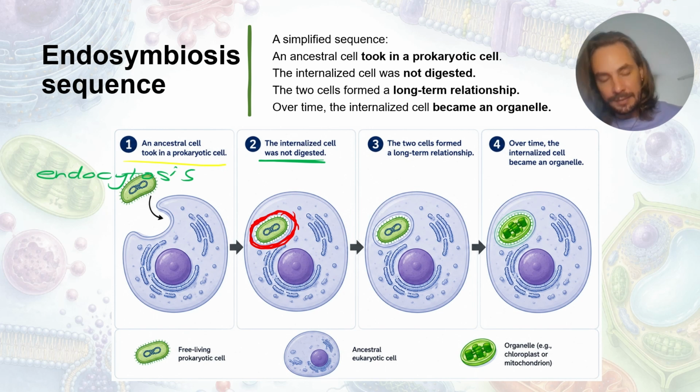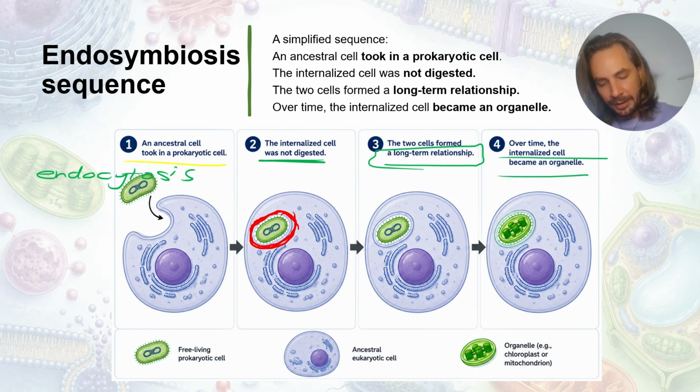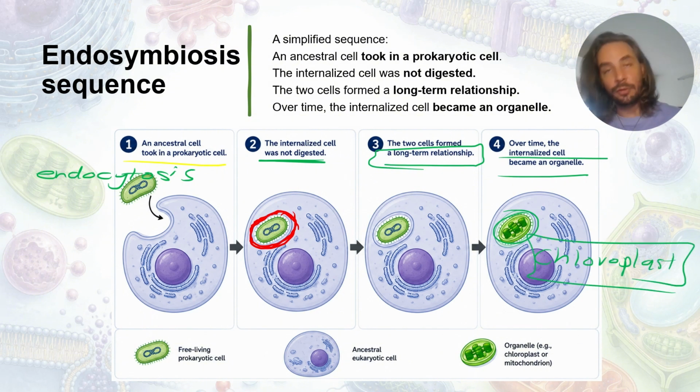And then these cells formed a very, very long-term relationship. I mean, we still have mitochondria living inside us today. And then over time, this internal cellular structure became an organelle. And in this case, it became the chloroplast. And chloroplasts are the organelles that plants have because they can make their own food using photosynthesis.